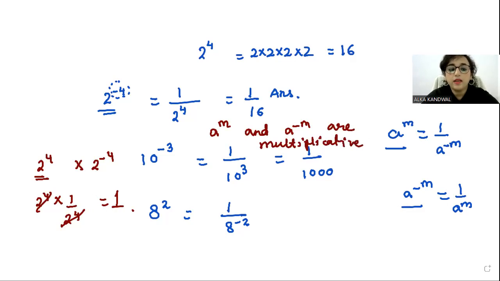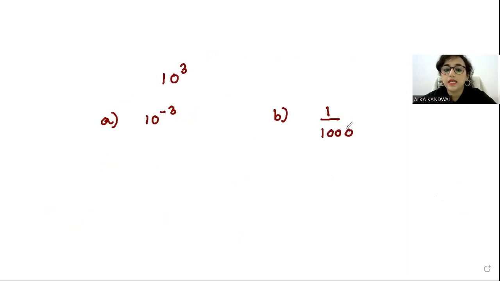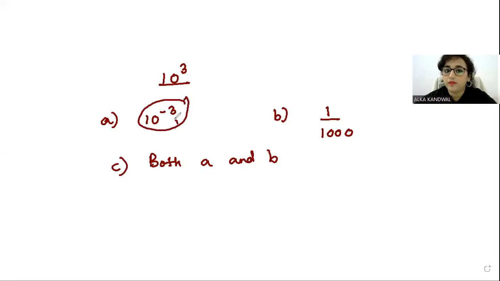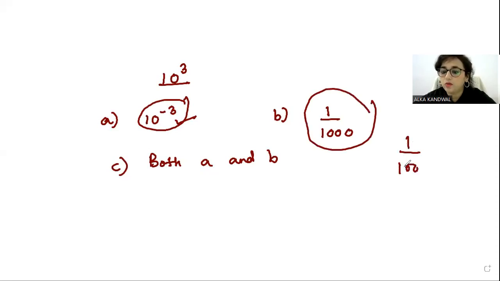For example, in a question, they are asking that 10 to the power of 3. What is the multiplicative inverse of this one? So one option is 10 to the power of -3, and the other option says 1/1000. So what will be the answer? The answer will be C, both A and B. देखो, क्योंकि 10 to the power of 3, तो ऑब्वियसली ये दोनों मल्टीप्लीकेटिव इनवर्स है, और 10 to the power of -3 का मतलब क्या है? It means 1/10 to the power of 3, that is 1/1000. So the answer will be C, both A and B. Is it fine? I think this much is clear to all of you.